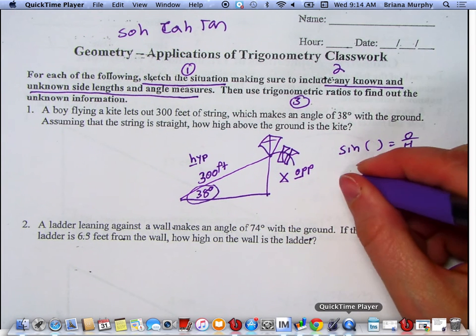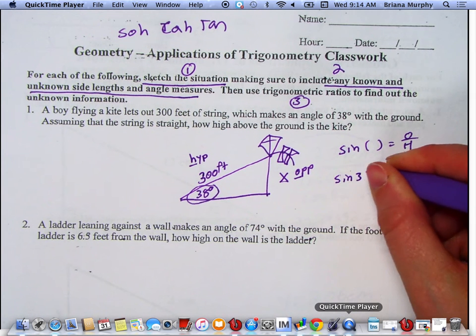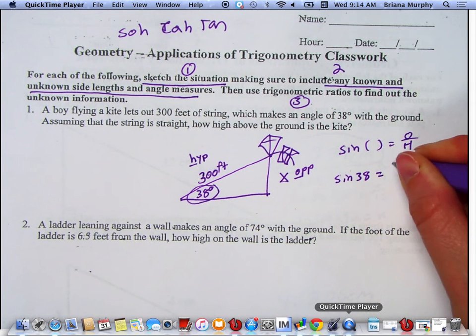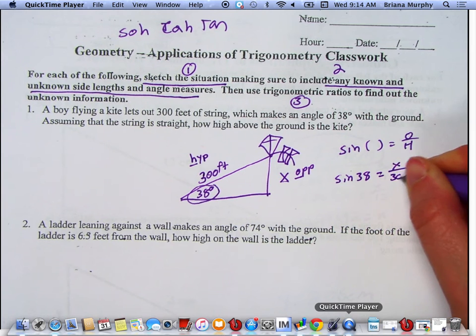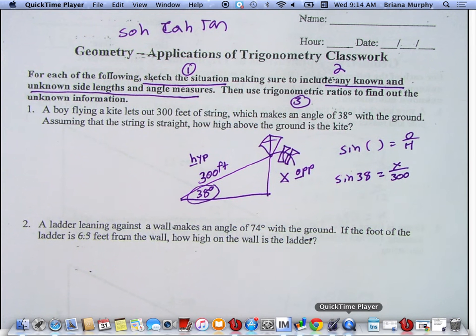So I'm going to write sine of 38 equals x over 300. Now what do I do to get x by itself? Not divide, but times by 300.